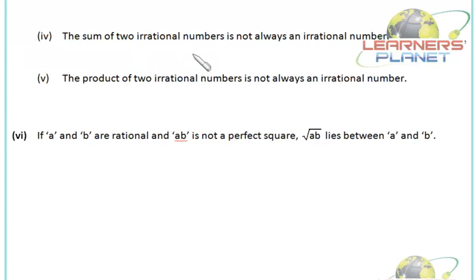The sum of two irrational numbers is not always an irrational number. The product of two irrational numbers is not always an irrational number. We have discussed the points with examples also. Now the next important point is, if A and B are rational, suppose we are having two rational numbers and their product, that is AB, is not a perfect square, then root AB lies between these two numbers, that is root AB lies between A and B.